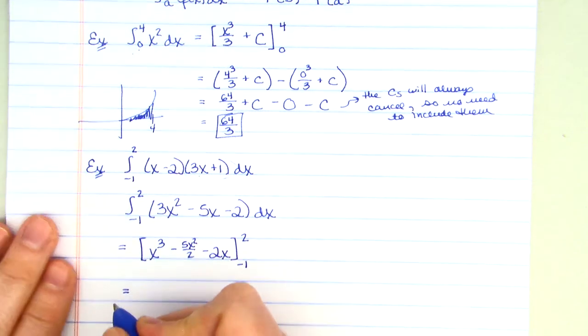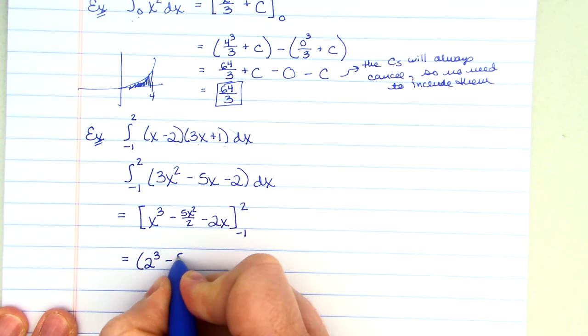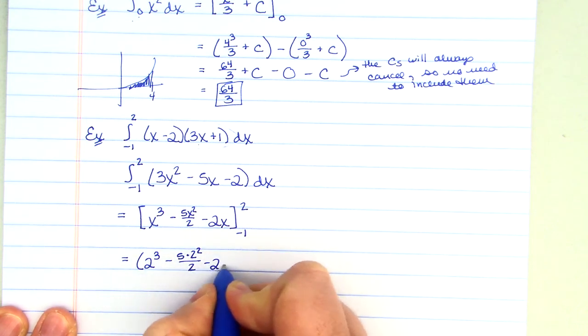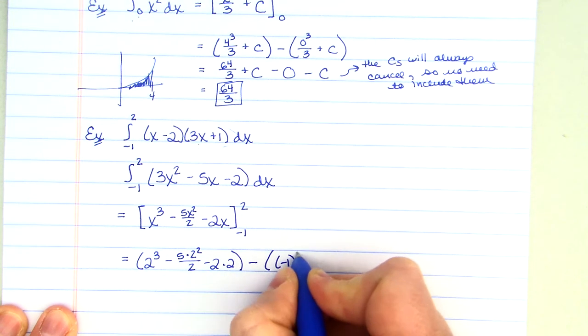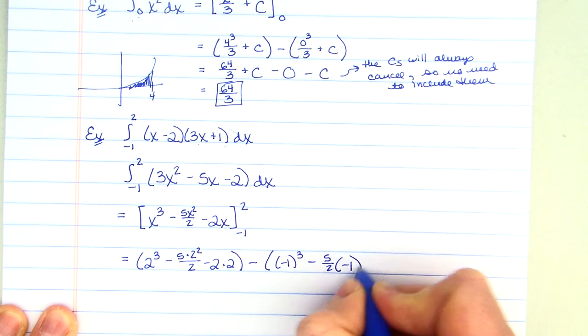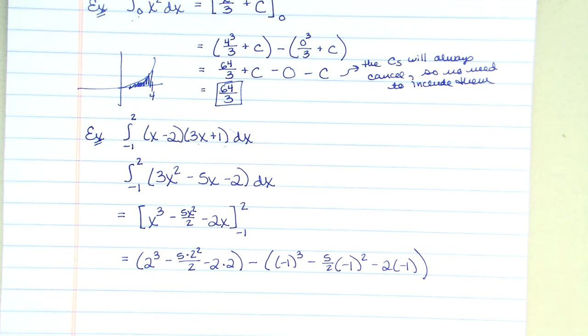Now, I need to plug in 2 cubed, minus 5 times 2 squared over 2, minus 2 times 2, minus, I need to plug in -1, and I'm going to do that in parentheses, -1 cubed, minus 5 halves times -1 squared, minus 2 times -1. The rest of this is just arithmetic. I'd like you to finish this off and send your answer into Edpuzzle.